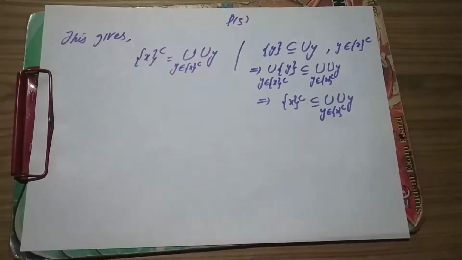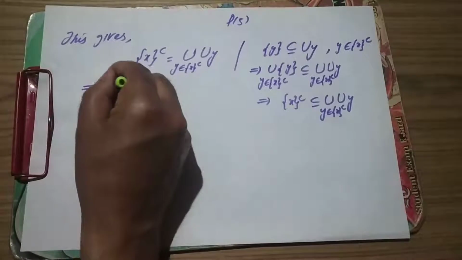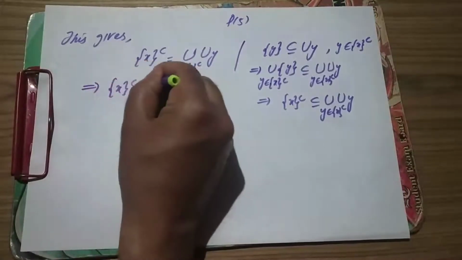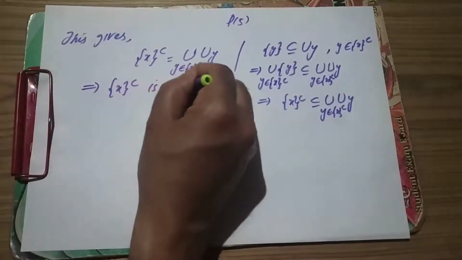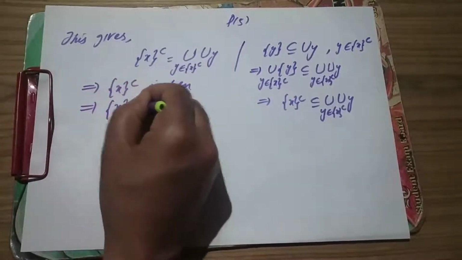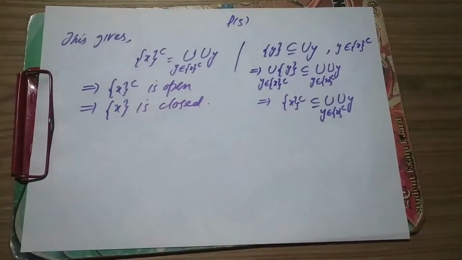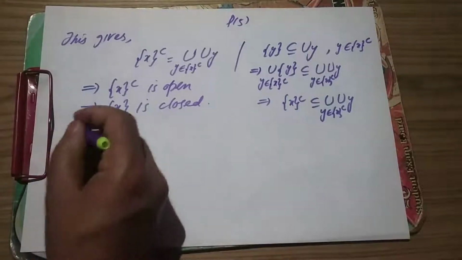So that equality holds. Since each UY is open, this implies X complement is open, which shows that the singleton set X is closed. So now we have proved this converse part.